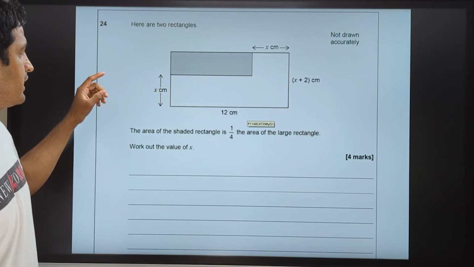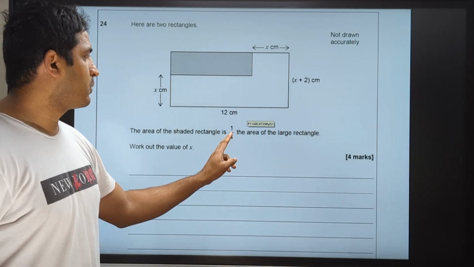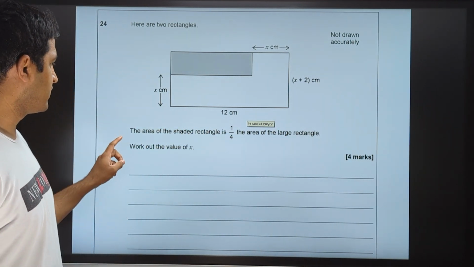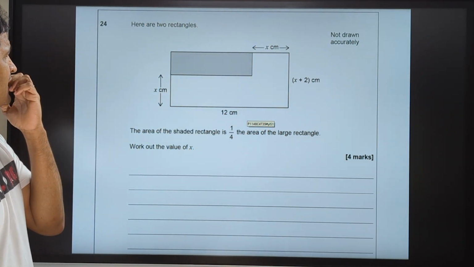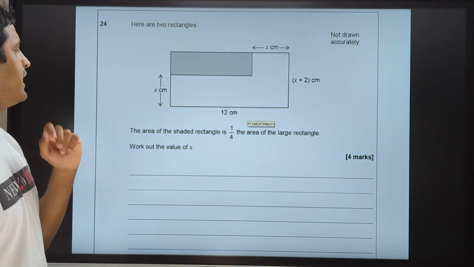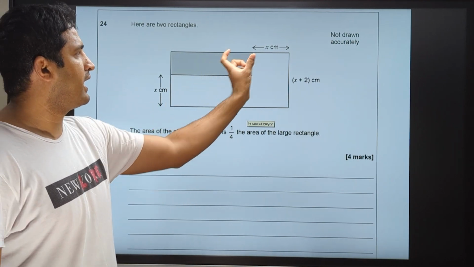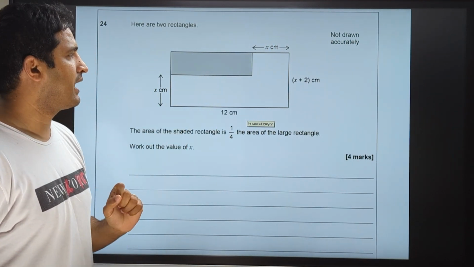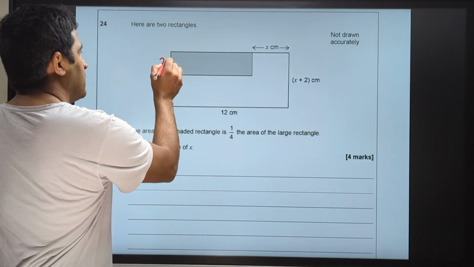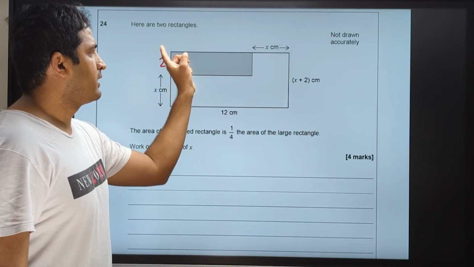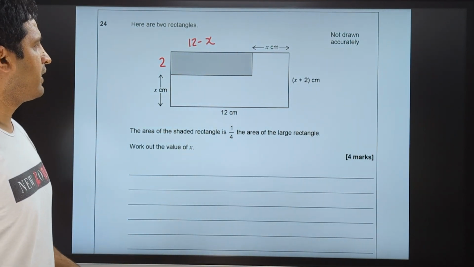Here are the two rectangles. We can work out that the area of the shaded rectangle is 1/4 of the area of the large rectangle. So this entire rectangle, and then the shaded rectangle, that part is x on both sides. Whatever the length is, that length and that length are exactly the same. That's x plus 2, so this height here is 2. That's 12, which means this part here is 12 minus x. Work out the value of x.